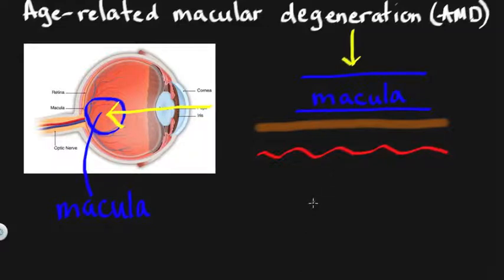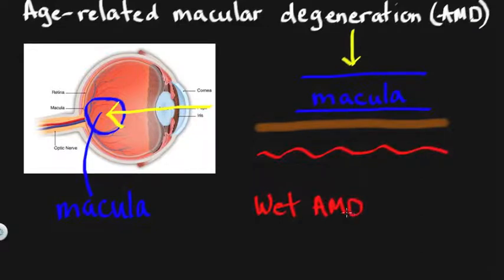So, what happens in macular degeneration? There are two forms of macular degeneration, dry and wet. I'm going to talk here in this video about wet macular degeneration, so wet AMD.